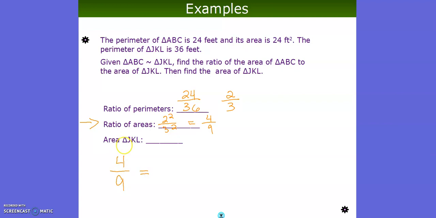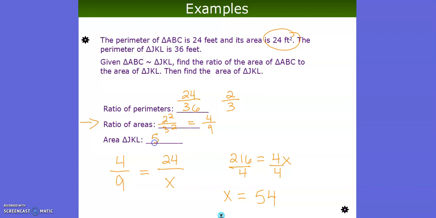I want to find the area of JKL. I already know the area of ABC, which was given to me in my problem as 24 feet squared. So if I want to find the area of JKL, I can set up a proportion. I can cross multiply and divide. I'm going to multiply by diagonals. 9 times 24 is 216, which is equal to 4x, the other diagonal, multiply. Divide everywhere by 4, and we'll get our x, or our area of JKL, to be 54.